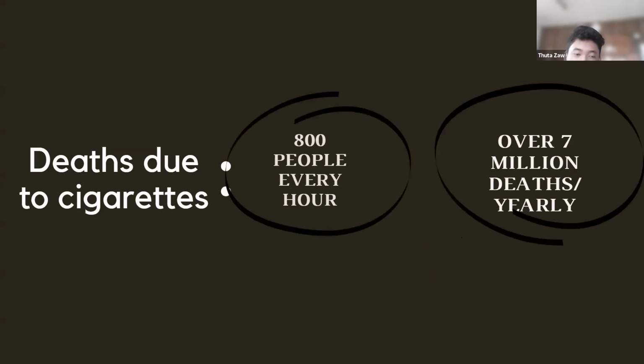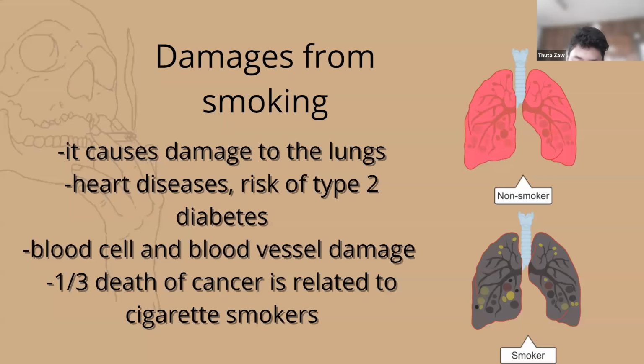And in 2019, 8 million people died of cigarettes. And people smoke cigarettes for many reasons. Some smoke them to release stress. Some smoke them for addiction. But for whatever reason you smoke, cigarettes will always damage your lungs and cause heart diseases and type 2 diabetes.